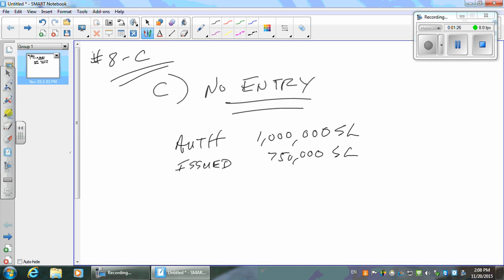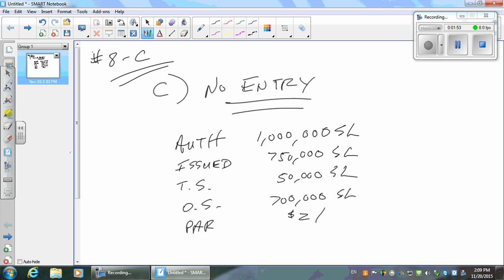How many are treasury stock? 50,000. How many are outstanding, obviously, if you issued 750,000 and 50,000 are treasury stock? 700,000. Okay, outstanding 700,000. What's the par? $2. What's the market value? It's $12, wasn't it? You don't have to have that information to work this.